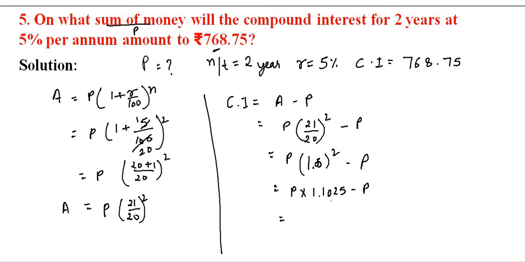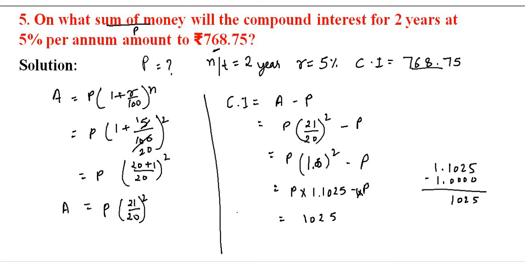Okay, now subtract this one from P. How much you will get? Means it is like this: 1.1025 minus 1.0000. Here nothing is written, means 1 is written, 1 is written in multiply. So subtracted, how much it is coming? It is coming 0.1025. And this side CI is given.